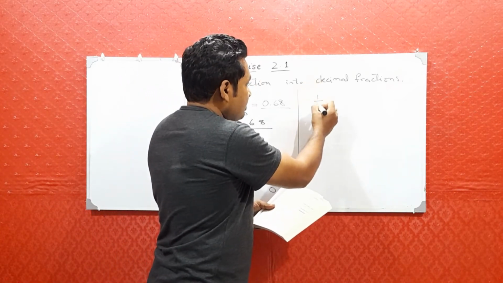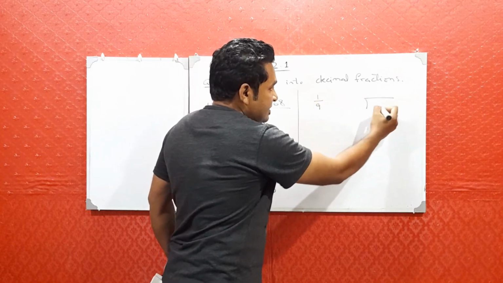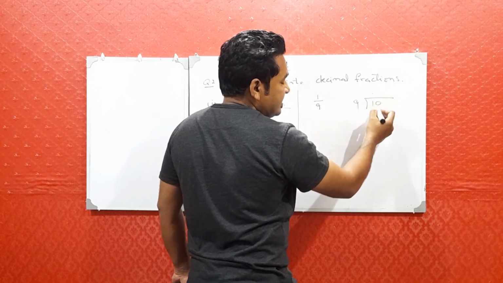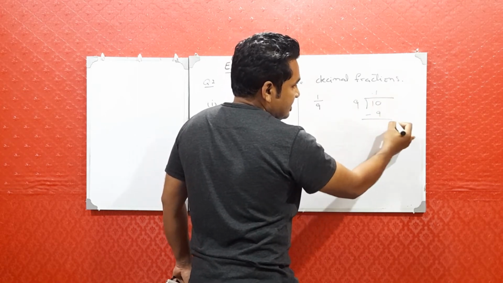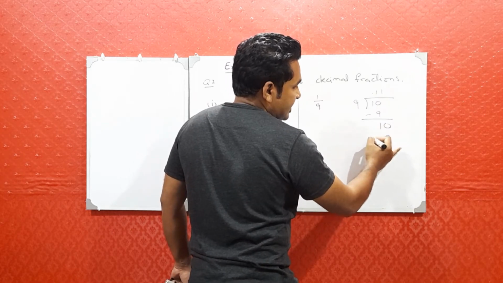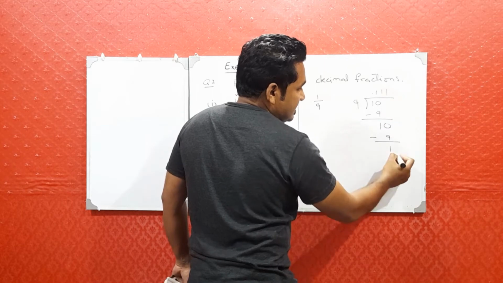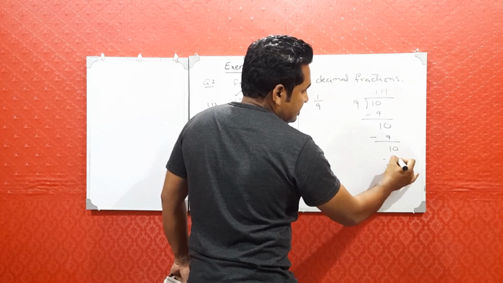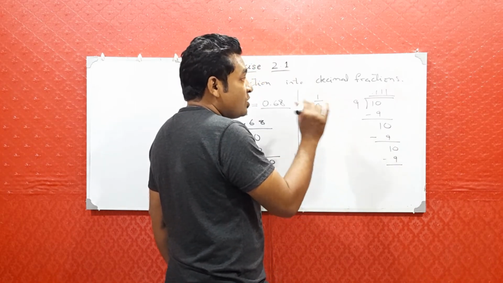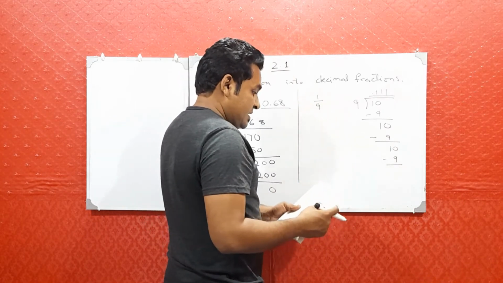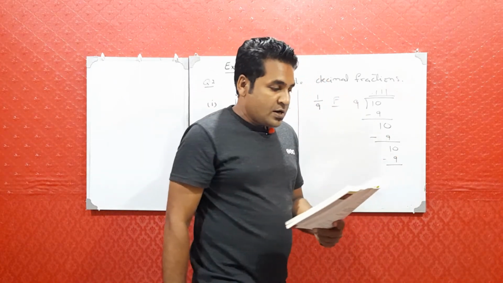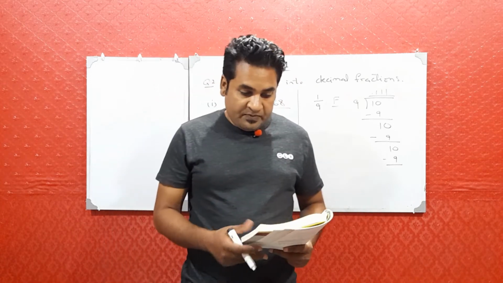So 1/9, divide 1 by 9. You know that 1 is smaller than 9, so you have to add 0, put a decimal here. So 9 1s are 9. Again the remainder is 1. You will add 0. 9 1s are 9, remainder 1. You know that 1 is repeating itself, so it is non-terminating. So this statement is false because it is written here 1/9 is a terminating fraction.